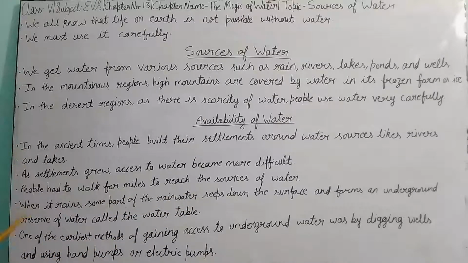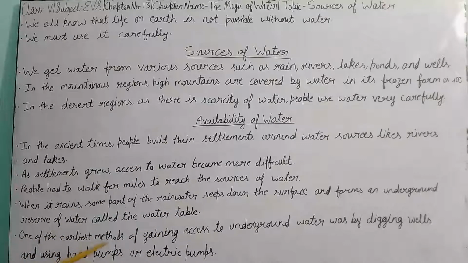When it rains, some part of the rainwater seeps down the surface and forms an underground reserve of water called the water table. Whenever rain falls, the water normally seeps down and gets inside the earth. That underground water is known as the water table.